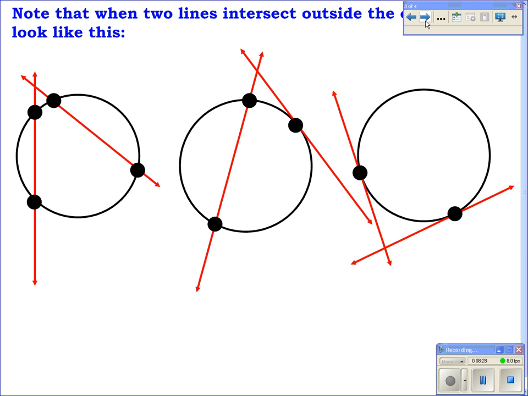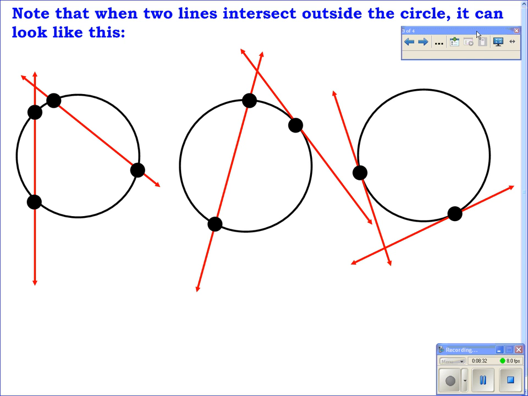Okay, so I would like you to draw these three pictures. Just get dots on them where I have dots. So 3 circles.